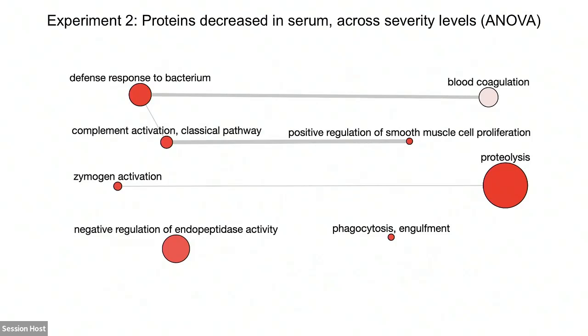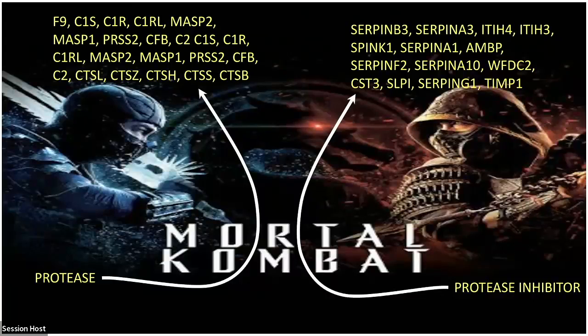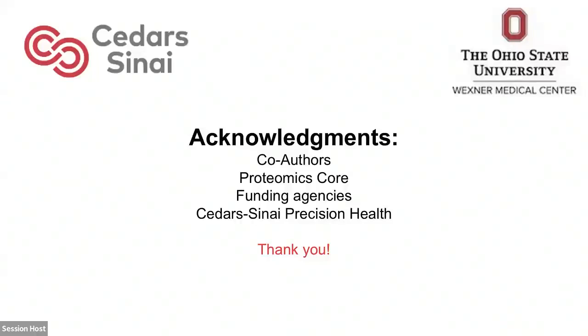Those are diagrammed here, the gene ontology associated with these proteins. And one feature I just want to bring forward is there's definitely a balance between proteases and protease inhibitors. There's quite a number of both that are elevated. Please forgive the lighthearted nature of this slide, but it seems like Mortal Kombat out there.